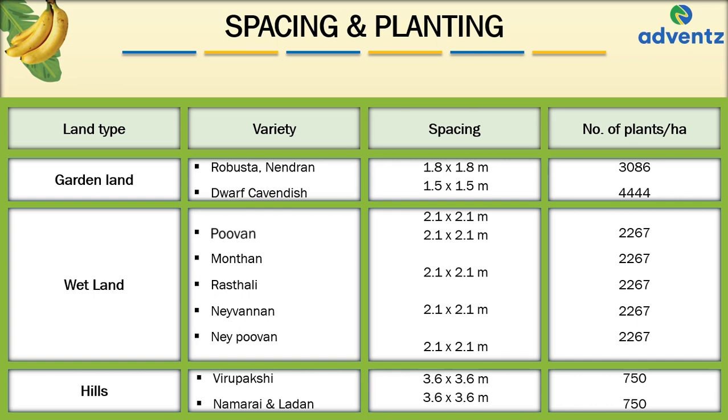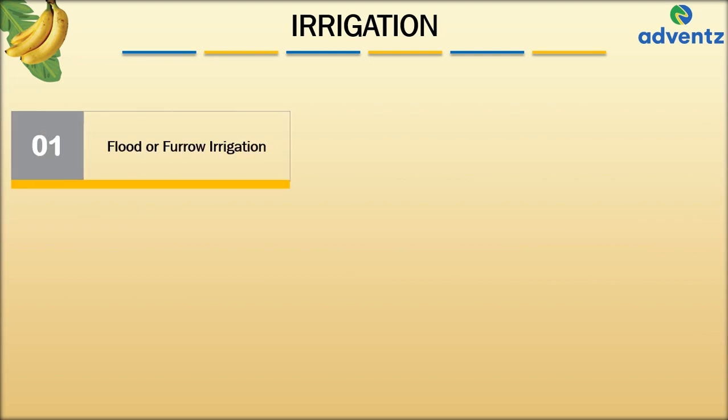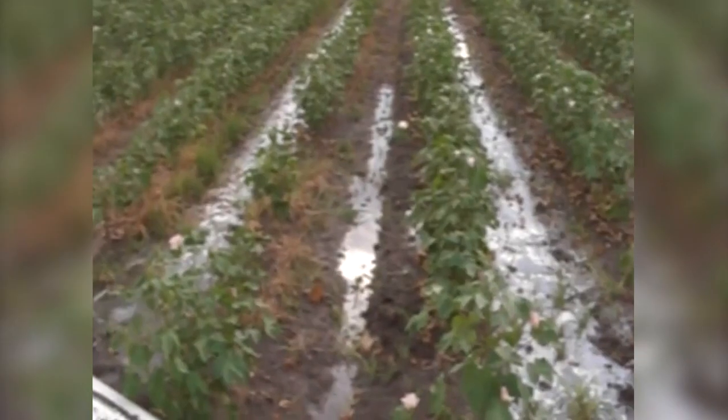There are three types of irrigation methods commonly followed for banana cultivation. These are flood or furrow irrigation, trench irrigation, and drip irrigation. Let's look at them one by one. The first one is flood or furrow irrigation.